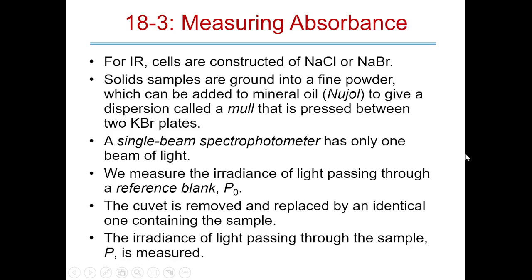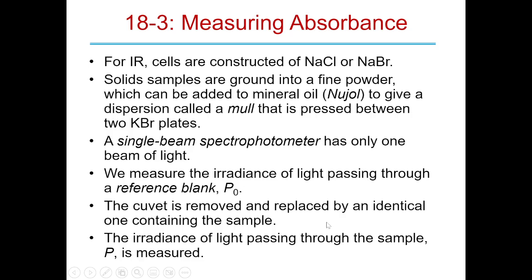The single beam spectrometer is only going to have one beam of light. That's what makes it a single beam. That's like most spectrometers you've probably seen. I don't think you guys have actually ever seen a double beam spectrometer. We measure the irradiance of the light that's passing through a reference blank. You guys actually learned this the other day, right? Remember, you put in that reference, your blank, you pass the beam through it, and then you use that as 100%, the P0, right?